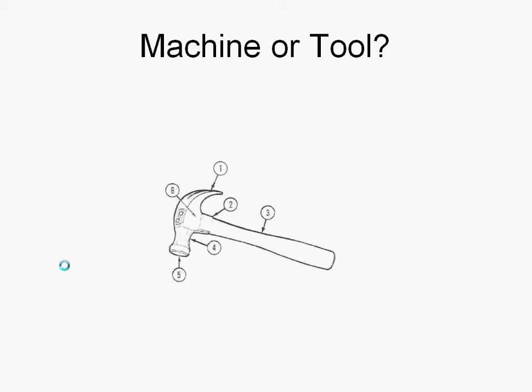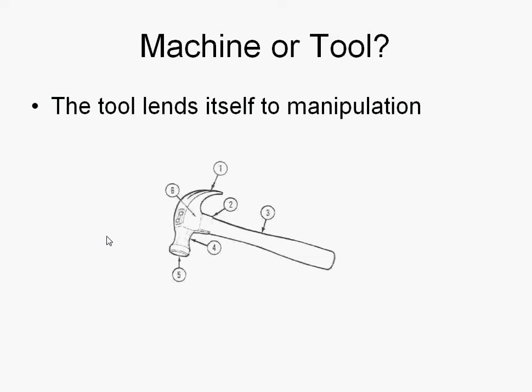Mumford gets into this little discussion of what's the difference between a machine and a tool. And he gives us a little bit of a guideline and says that the tool lends itself to manipulation. You can see the picture of the hammer, the diagram there. And I think the hammer is a great example of a tool because it does lend itself to manipulation. A hammer can be manipulated to pound in a nail with the striking face, which is number 5 on the diagram. It can be manipulated to pull out a nail with the claw, or even to tap something in with the cheek, which is number 6.